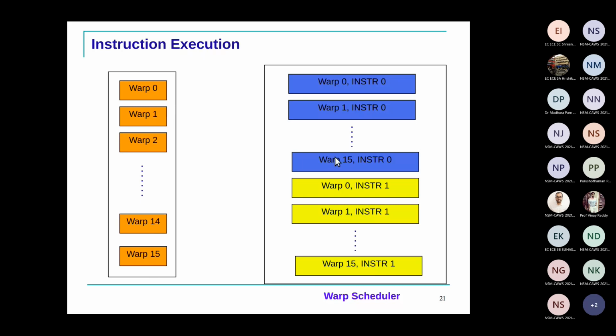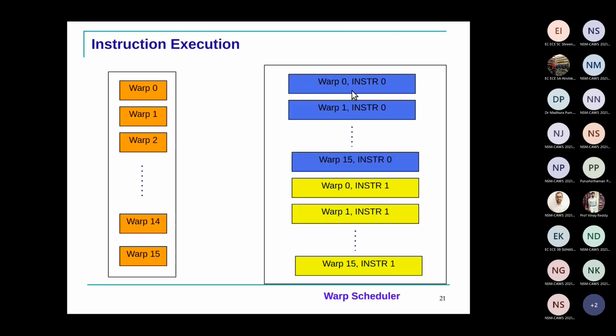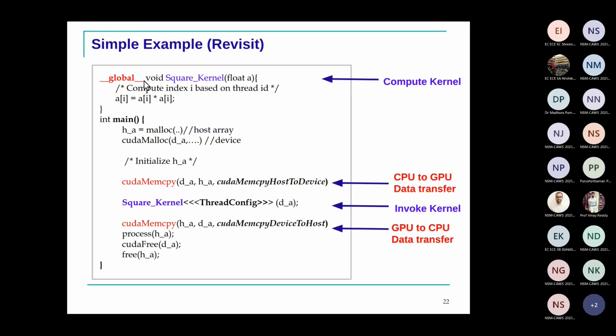Now let's try to understand a little more about how a warp executes each instruction. Let's understand how warp 0 executes one instruction. Let's come back to the same CUDA program we have written and see how one instruction gets executed. The main operation here is multiplication. Each thread takes an element and does the multiplication with itself. This is the key operation that we are trying to do.